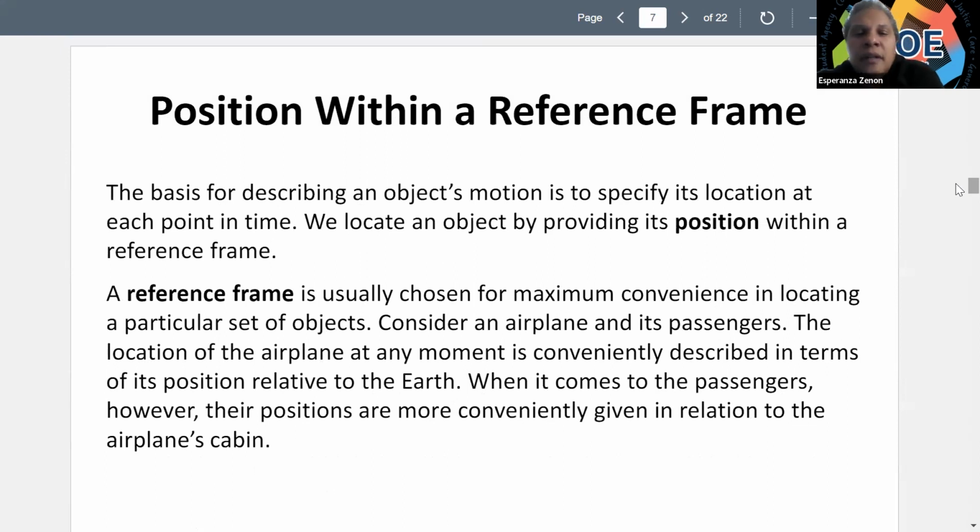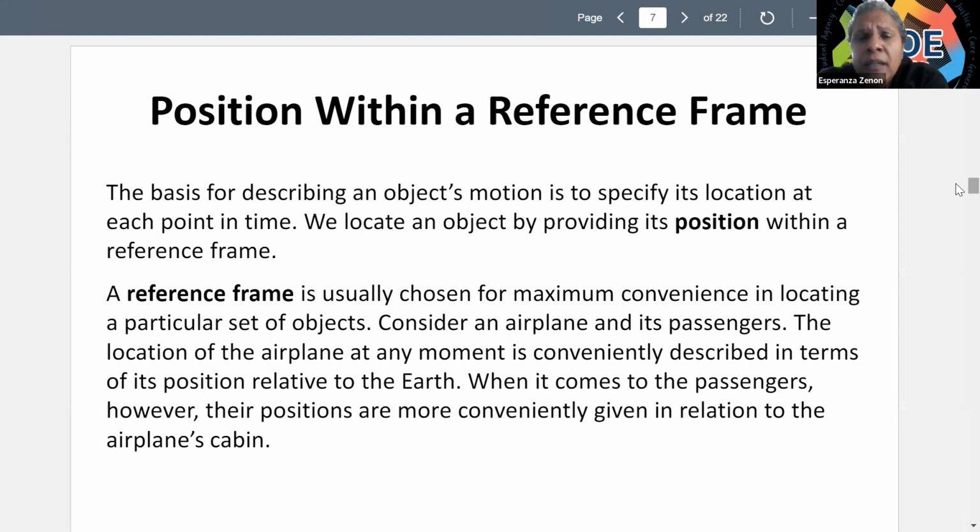Another important thing that we need to keep in mind if we're going to describe a moving object is, well, first of all, we have to be able to locate it. Okay. We have to be able to say where it's at. And then obviously, if we want to describe motion, then we have to be able to describe how where it's at is changing.